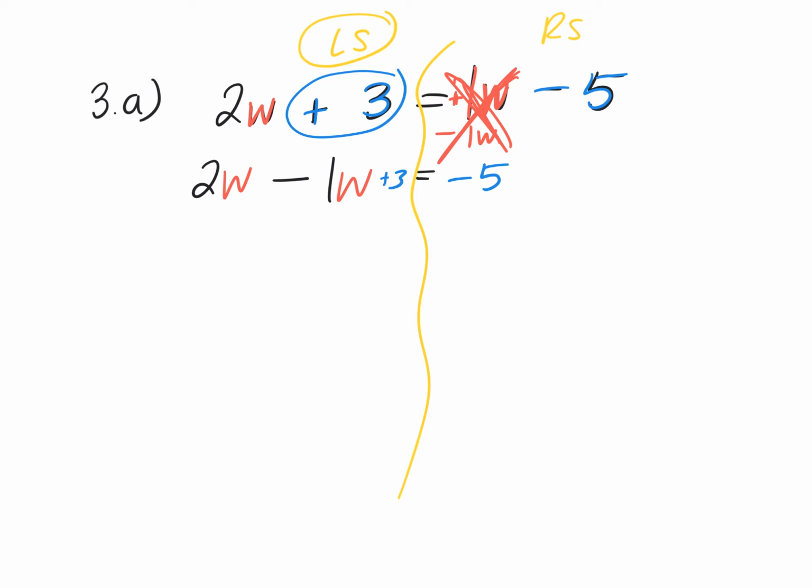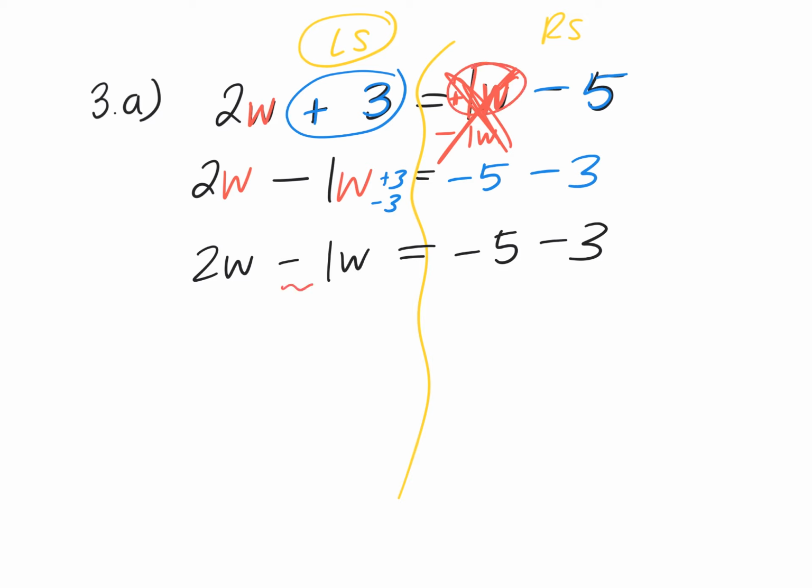What's the opposite of plus 3? Take away 3. So what do I have to do on the right side? Take away 3. Do you see what I've done here? I've just switched them around and changed the signs. So on the left side, I have 2W minus 1W, and on the right side, I have negative 5 and a take away 3. Notice what happened? I had a positive 1W, it became a negative 1W. I had a positive 3, it became a negative 3. Everything else stayed the same because I didn't move them.